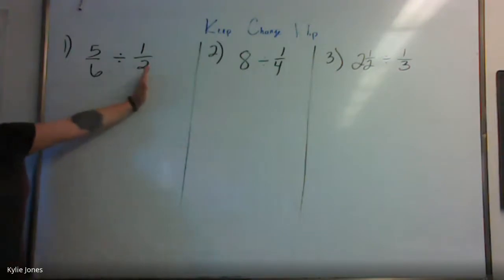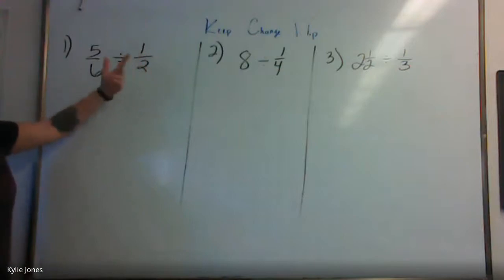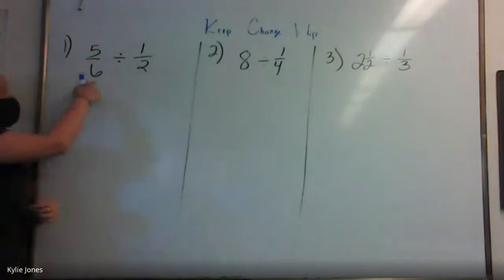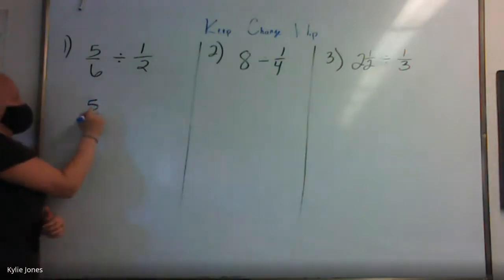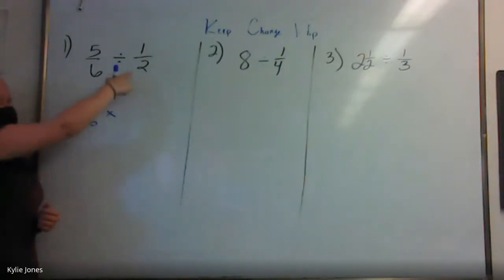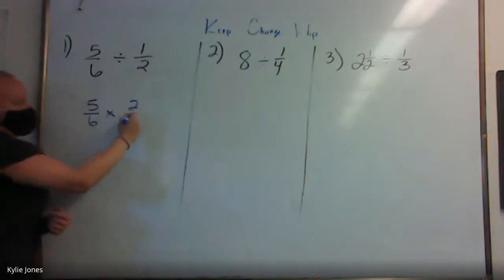And what does it mean to flip this? To flip it upside down, right? It means to take the reciprocal, which just means flip it upside down. So let's do that. Keep 5/6 the same. Change division to what? Multiplication. What do I flip 1/2 to? 2 over 1.